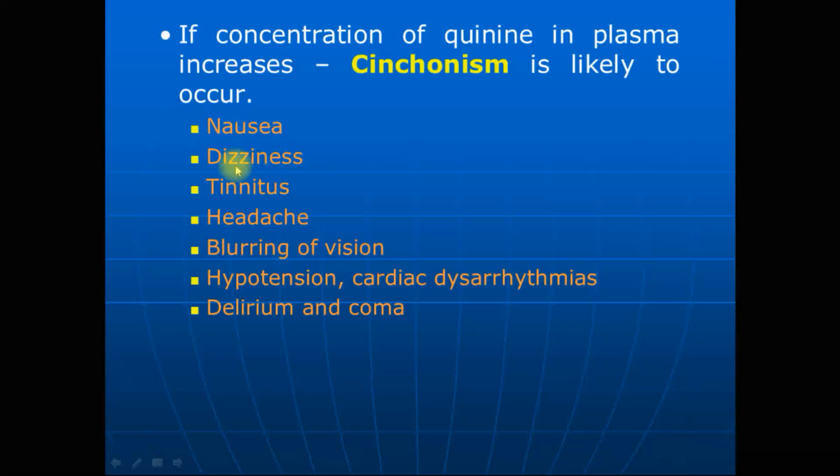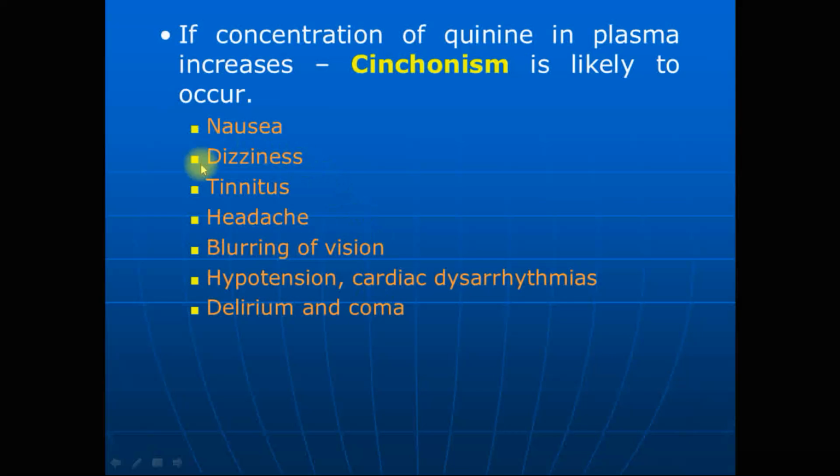So the spectrum includes nausea, dizziness, tinnitus. If you remember, I've said that chloroquine, and along with the chloroquine, quinine also, is ototoxic, right? So tinnitus is a possible action because of the vestibular toxicity, right? You know that in the internal ear you have 3 parts: vestibule, semicircular canal and cochlea, right? So ototoxic compounds you can again divide into two major categories: cochleotoxic and vestibular toxic, right? So because of the vestibular toxicity, tinnitus could be produced, headache, blurring of vision, hypotension, cardiac arrhythmias, delirium, coma.